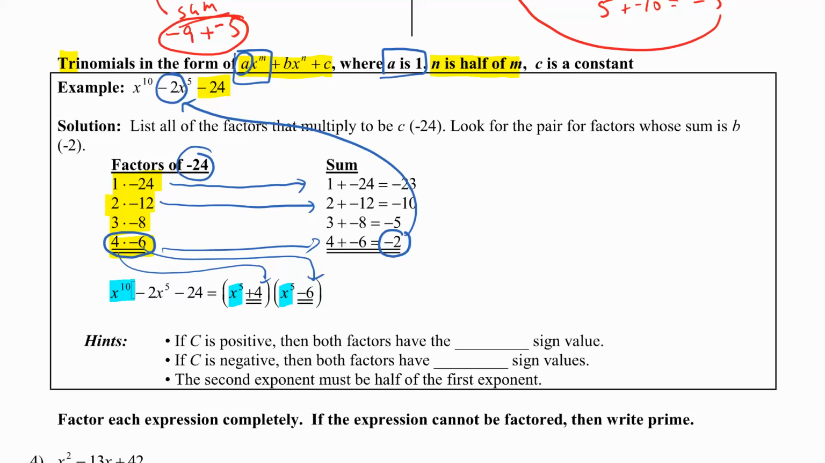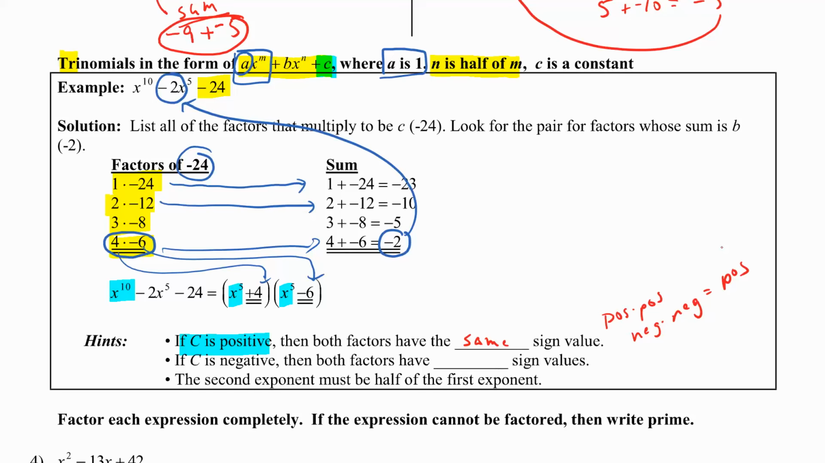A couple of hints when we're looking at c, and real quickly, c is that constant at the very end. If c is positive, then how are we going to get a positive number when we multiply is the idea. If it's positive, the two numbers will have the same sign, because you're either going to have a positive times a positive, which gives you a positive c value, or a negative times a negative.